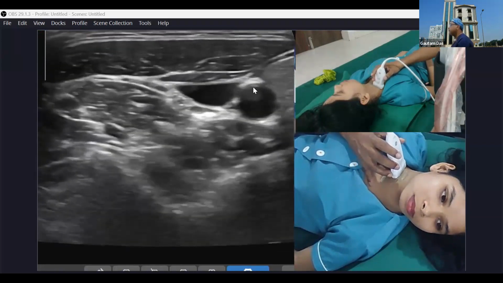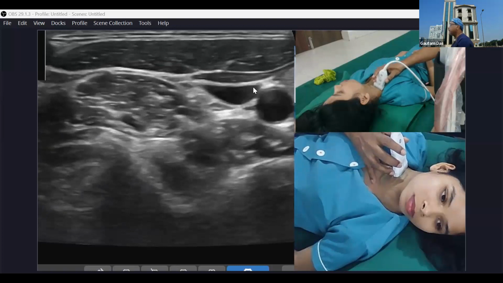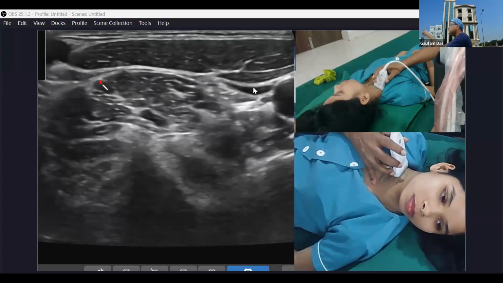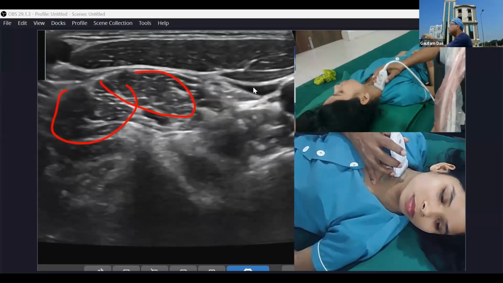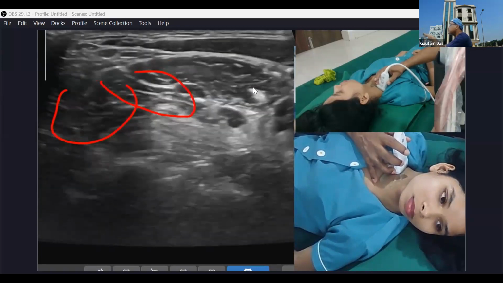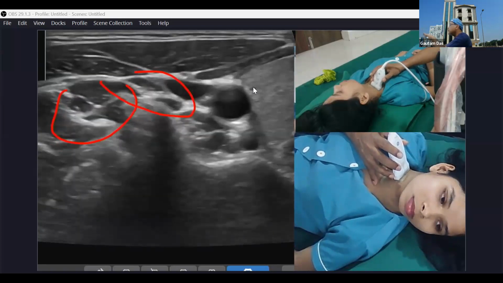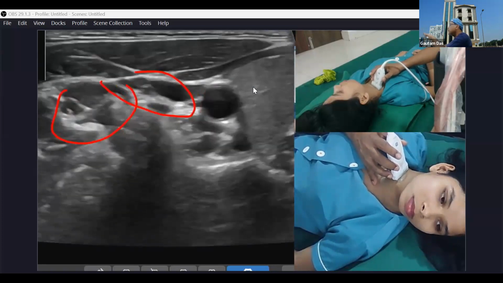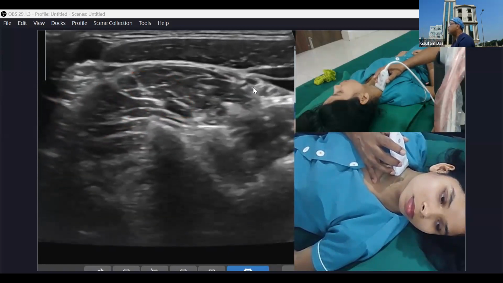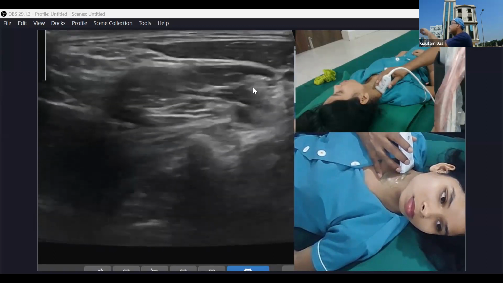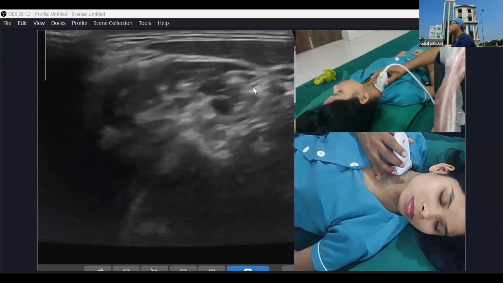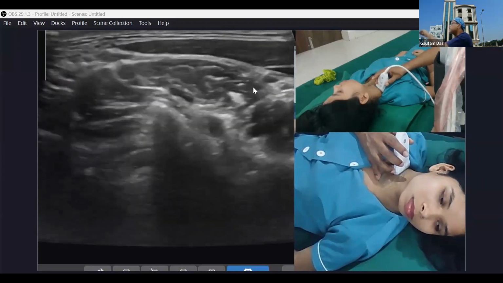And then if I'm coming more laterally, so this was your anterior scalene, this was your middle scalene. If I'm going more posteriorly, sorry, let me remove the drawing. So if I'm going more posteriorly, this is your levator scapulae muscle. Levator scapulae. This muscle is levator scapulae.